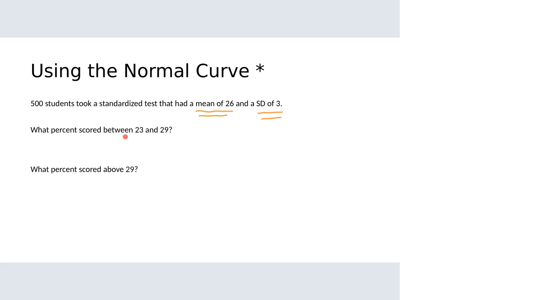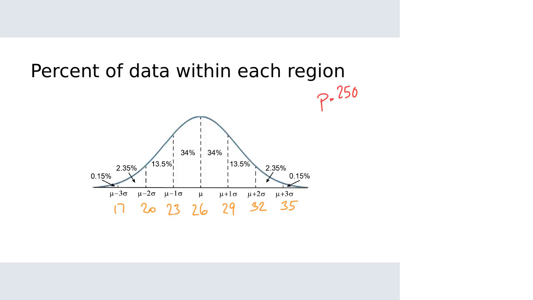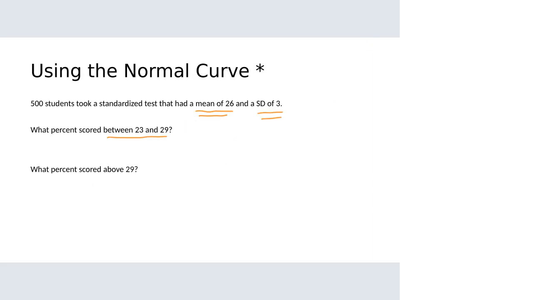What percent scored between 23 and 29? So we'll go back and we'll look at our normal curve and we'll identify, let's see, here's 23, here's 29. So we're talking about this part of the picture right there. Add those two together and that's 68%. This is a straight application of the 68, 95, 99.7 rule. 68% of the data is within one standard deviation of the mean. So for that first question, our answer is 68%.